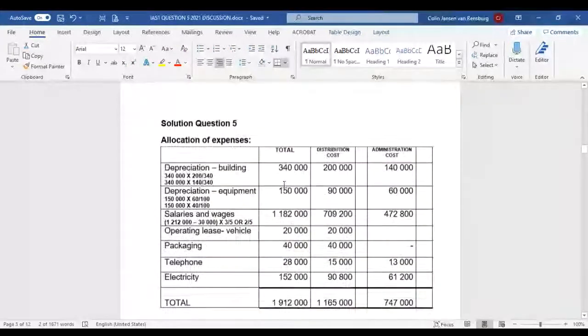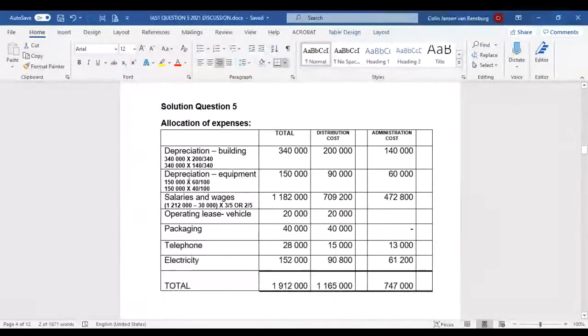Okay, so we can now simply go and say depreciation. This is our description of the nature of that expense. Depreciation equipment was 150,000 rands. Okay, now we've got to go and determine how did our financial management structure many years ago determine how we should allocate the depreciation on equipment? So now we'll have to go and look at the usage of the equipment.